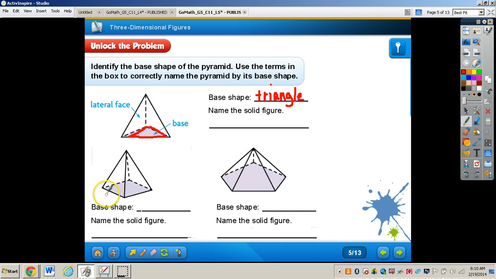The next one, very simple here. We can see that the base shape is actually a rectangle. So the base shape is rectangle.